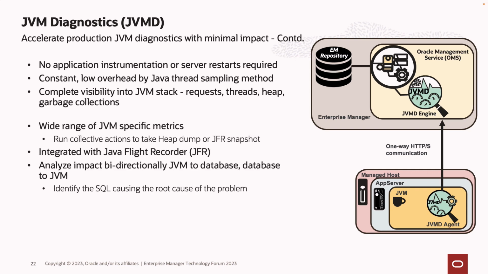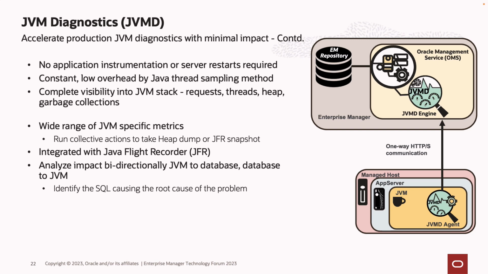JVMD has its own metric management capabilities. You can set up a metric, which is JVM specific, and configure a corrective action to take a heap dump, for example, upon the metric violation. You can do this without stopping the application. It also has integration with Java Flight Recorder, or JFR, so you can start the recording of a JFR snapshot from Enterprise Manager, or you can configure it to take the snapshot automatically at metric threshold violations. You can also export the snapshot, import it into the Java Mission Control desktop application, and run any analysis in there.